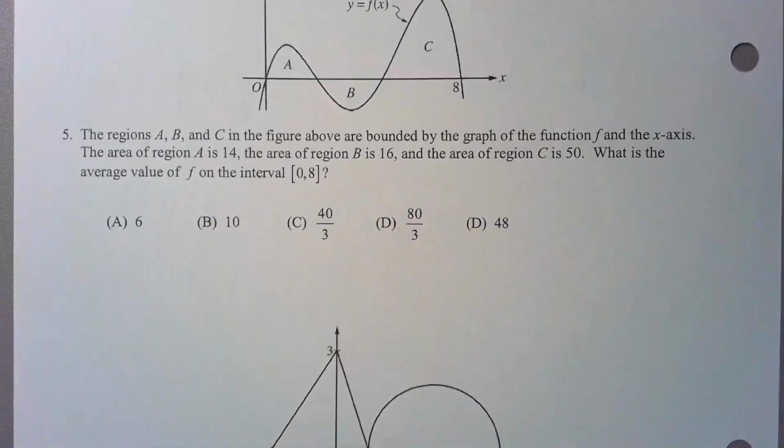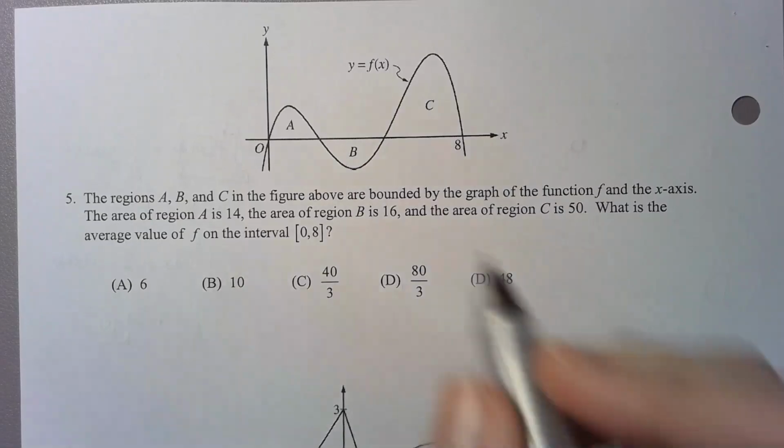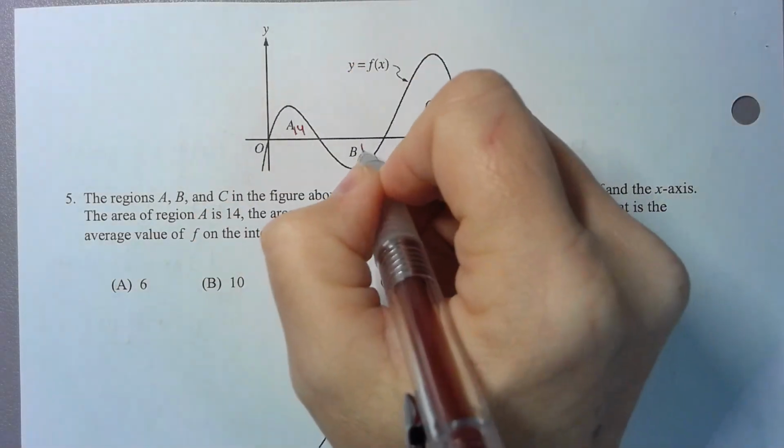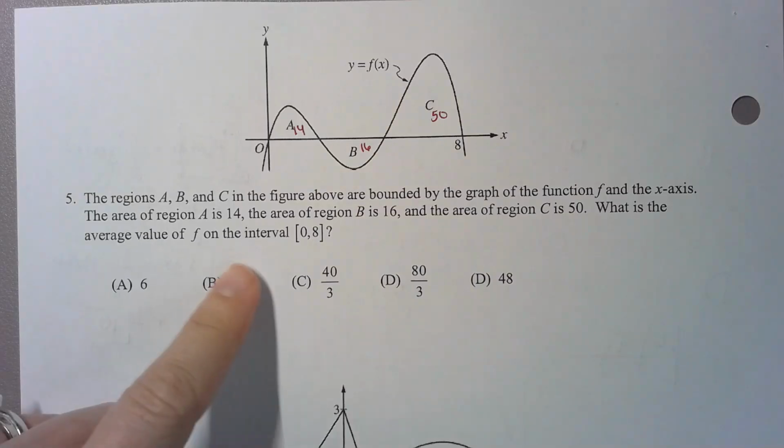All right, let's take a look at question 5. So this graph may look familiar. I think I used it in your homework recently, but they tell us that the regions of A, B, and C are 14, 16, and 50. Actually, it was on your last test, I believe. The graph was on your last test. This question was not. What is the average value of f on the closed interval 0 to 8?